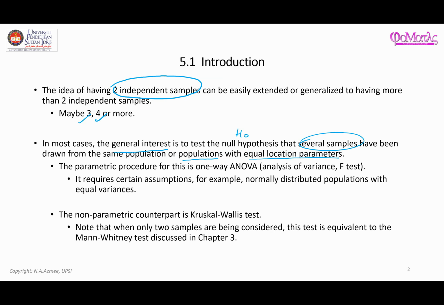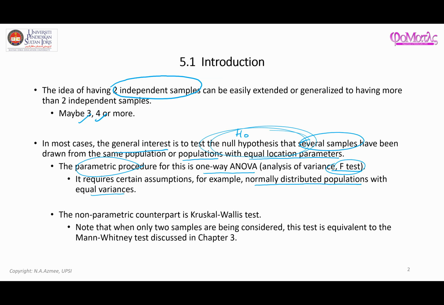And the usual parametric procedure for testing this null hypothesis is one-way ANOVA, analysis of variance, or F-test. And in order to employ this particular test, several assumptions need to be fulfilled. For example, normally distributed populations with equal variances. So that is the parametric procedure for testing such a null hypothesis.